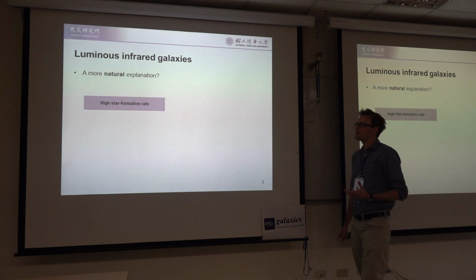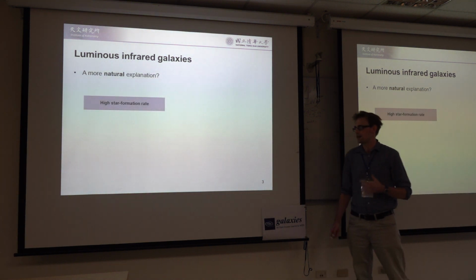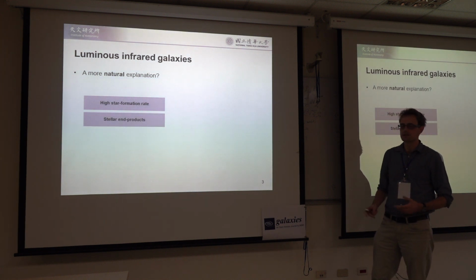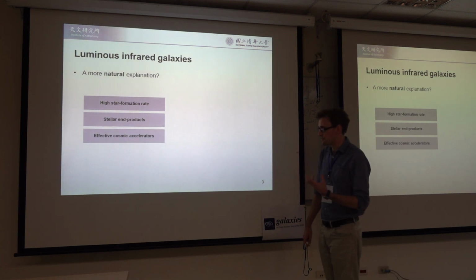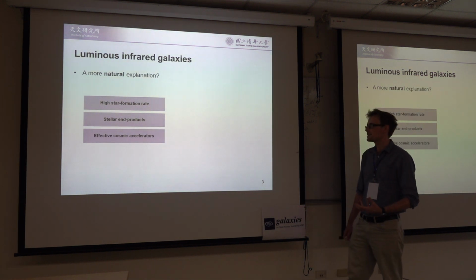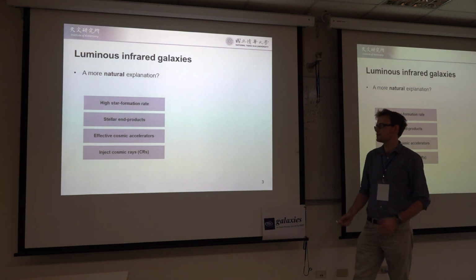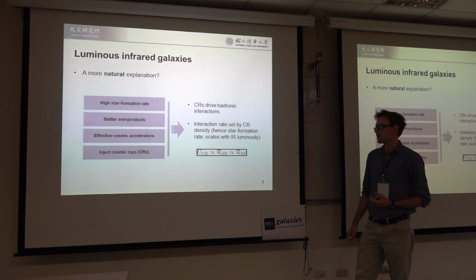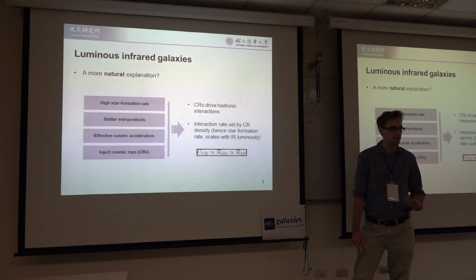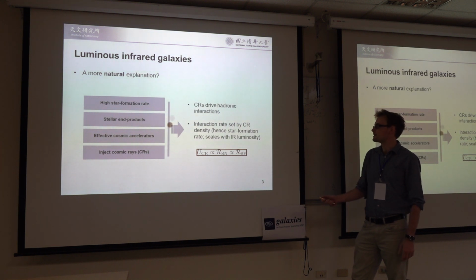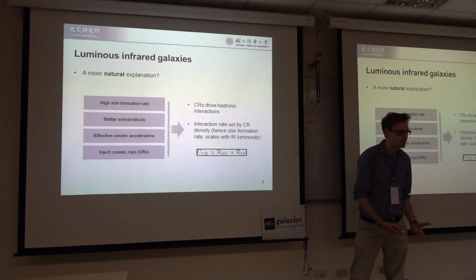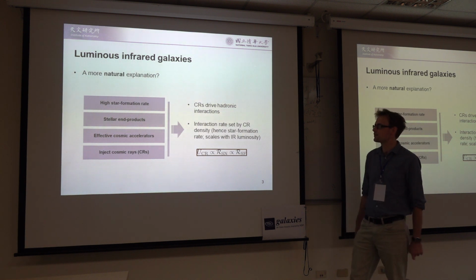And this is because, firstly, luminous infrared galaxies have a high star formation rate. This high star formation rate translates into an abundance of stellar end products. These stellar end products, particularly things like supernova remnants, are very effective cosmic ray accelerators. So these environments are likely to have abundant cosmic rays. If there's lots of cosmic rays, there's going to be lots of cosmic ray interactions. In these environments, hadronic interactions are going to dominate. And the interaction rate is set by the cosmic ray density and hence the star formation rate. So you have quite a direct scaling between the cosmic ray interaction rate, the hadronic interaction rate, and the underlying star formation rate of these environments.